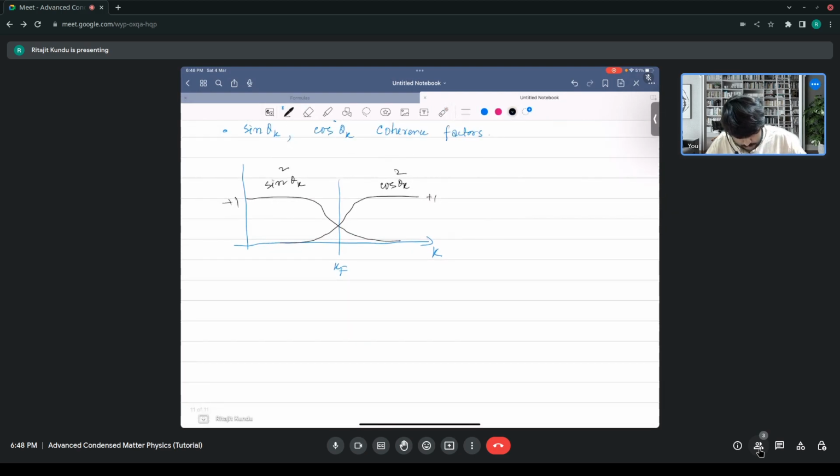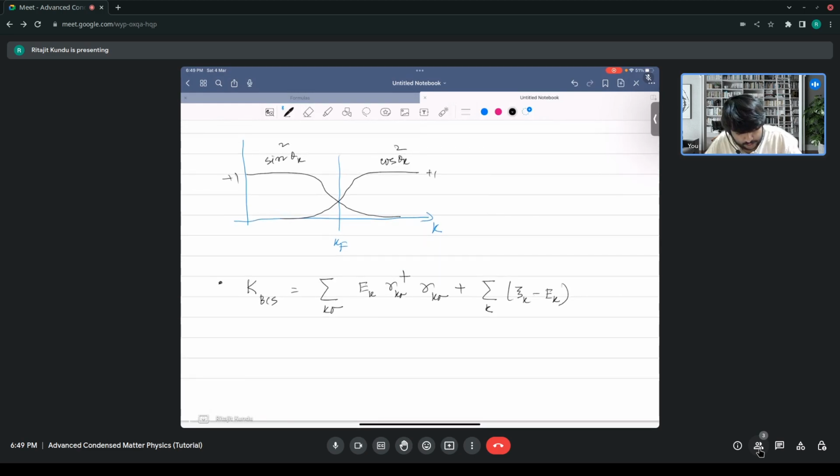And also, you probably remember that in our BCS Hamiltonian, H BCS, we had something like this: the sum of E_k gamma_k sigma dagger gamma_k sigma, plus the sum over k of xi_k minus E_k, and there is an additional term, a summation over k and k prime, of B_kk prime, c_k up dagger c_minus k down dagger times c_minus k' down c_k' up.